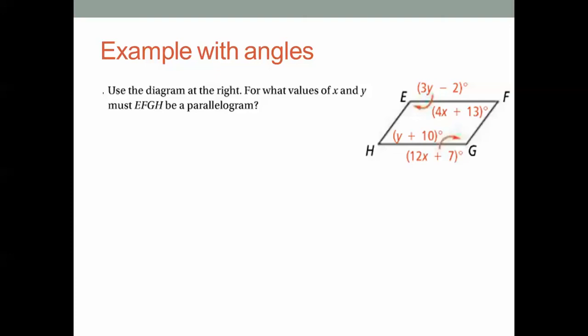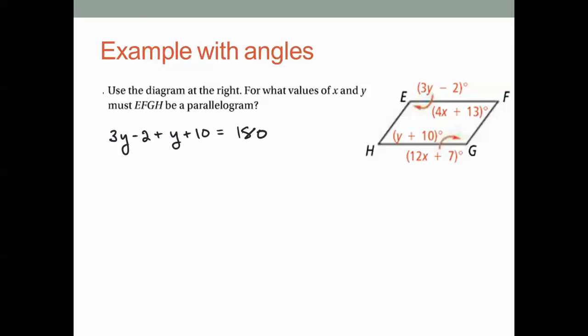So if I were going to use this property, I'd have to set up a system of equations and solve it for both x and y. There's an easier way to do it. Look at angle E and angle H. They both have y. What do I know about angle E and angle H if this is a parallelogram? That they must be supplementary. So I'm going to set it up that way.